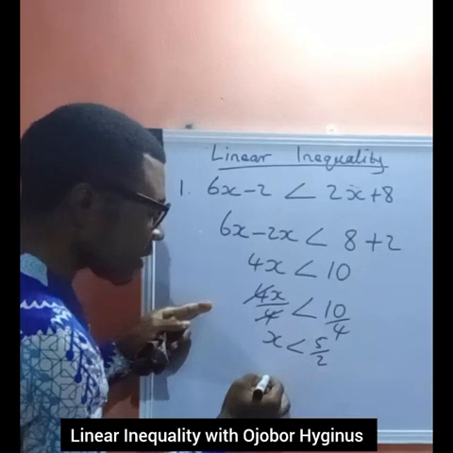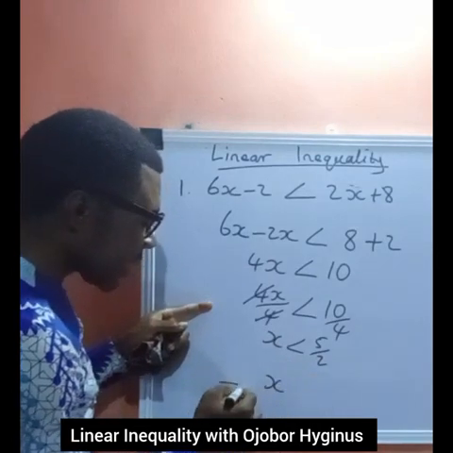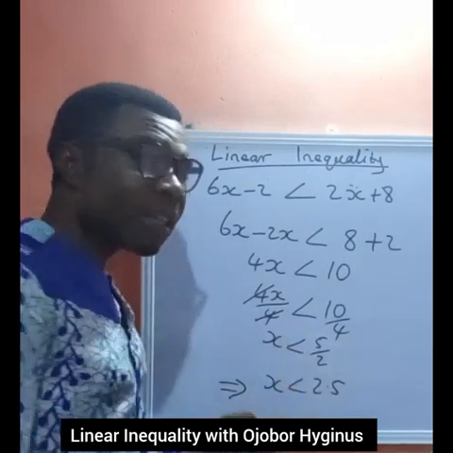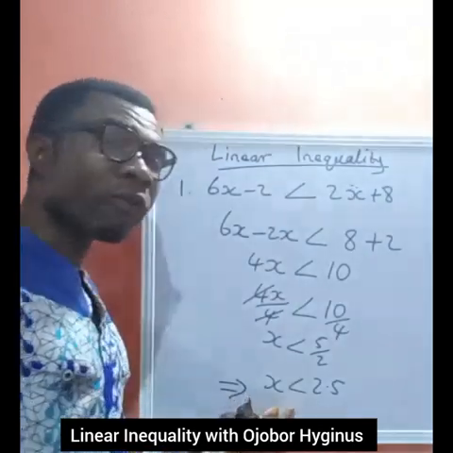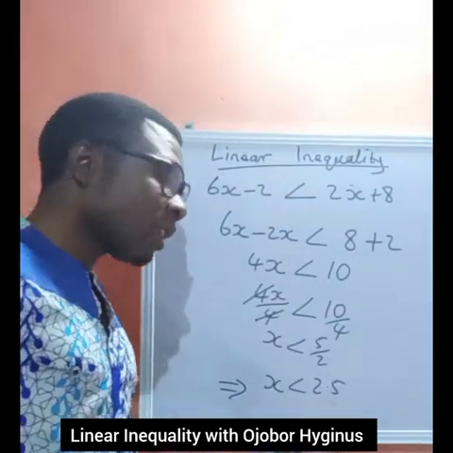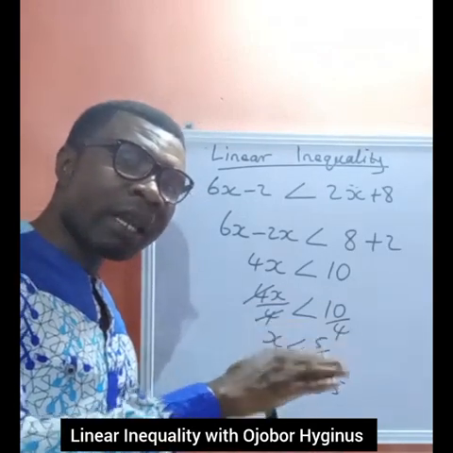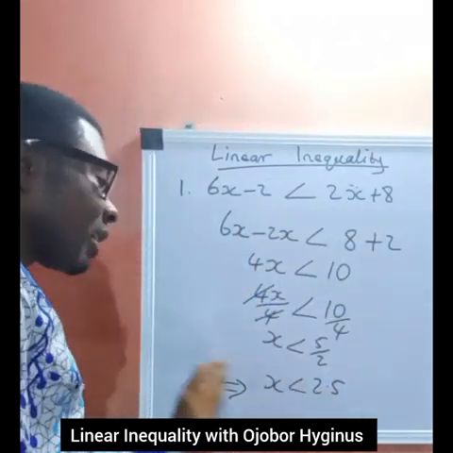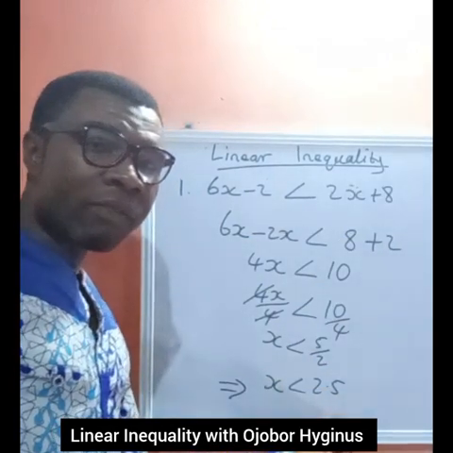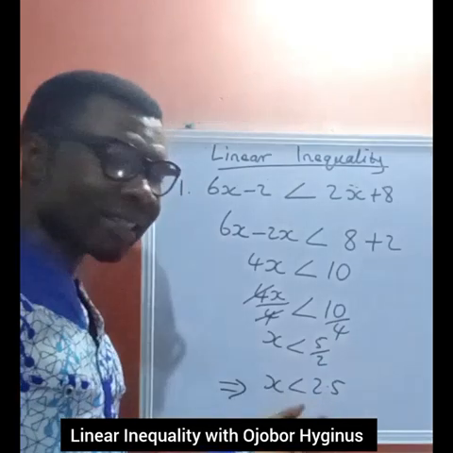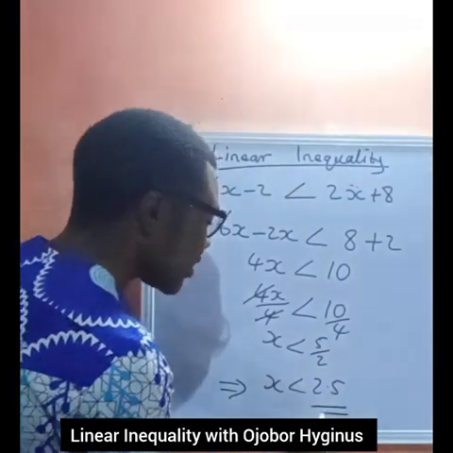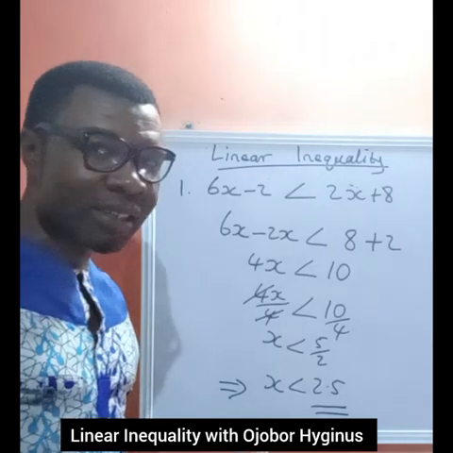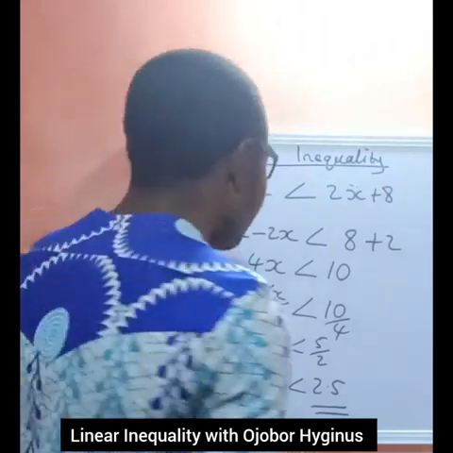x is less than 5 over 2, which means that x is less than 5 divided by 2, which gives us 2.5. What this means is that x is a range of values that is less than 2.5, like 2.4, 2.3, 2, 1, 0, minus 1, downwards. It's unlimited, but it should be less than 2.5. Any value less than 2.5 can fit in as x, and that is what this expression means. You can see how simple it is, just like a linear equation.